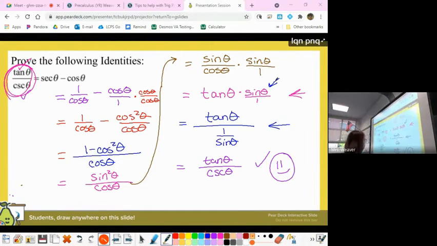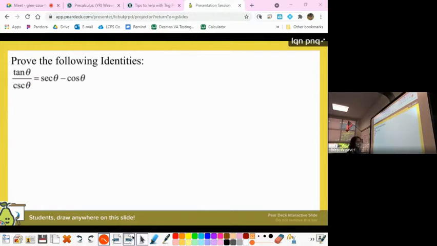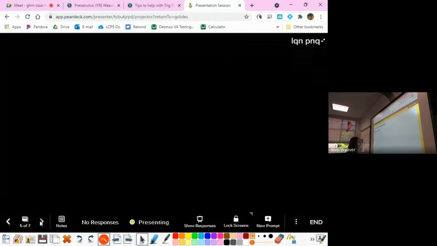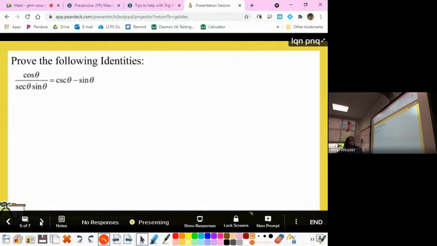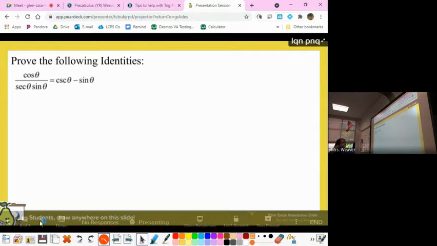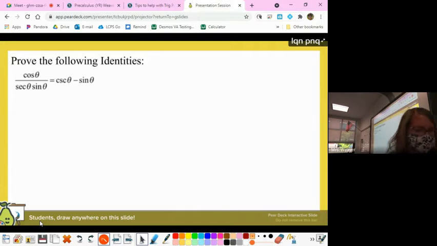Okay. So now let's let you guys try your version of that problem. So let's take a look. Prove the following identity: cosine theta over secant theta times sine theta equals cosecant theta minus sine theta. I'll tell you, I worked the left side. I think it's a little easier. It looks like the more complex side, and we usually try to work from the more complex to the simpler. Let's have you go ahead and give that a try. Let's see what you can do.